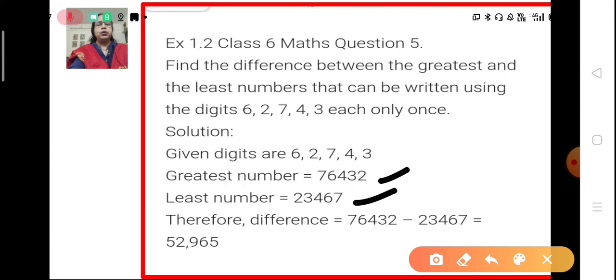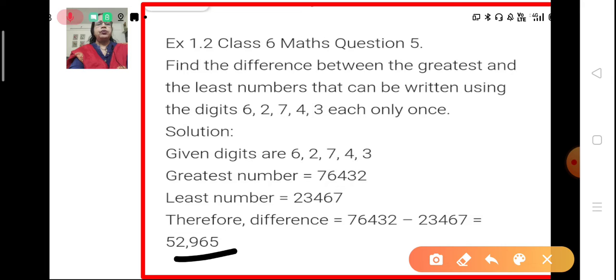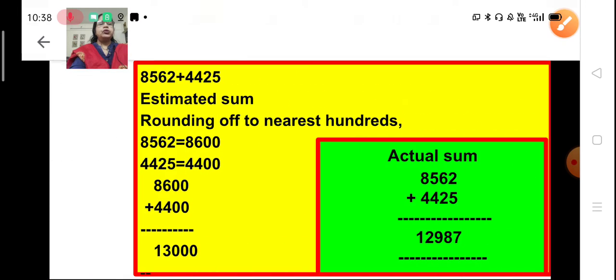So these are the numbers we get as the greatest number and the smallest number from these digits. Now what is the difference between them? We will subtract the smallest number from the greatest number and get the difference as 52,965. So this is how we solve this kind of problem. Now moving on to the next one.